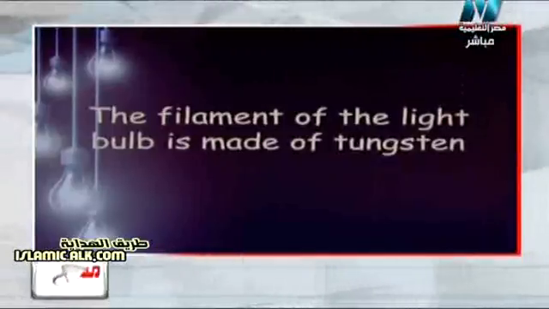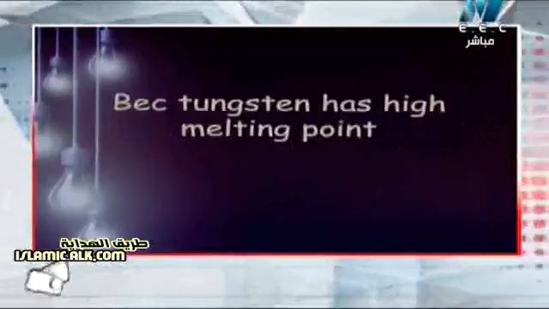The first give reason says that the filament of the light bulb is made of tungsten. Surely, because tungsten has a high melting point. Okay. Another give reason question.